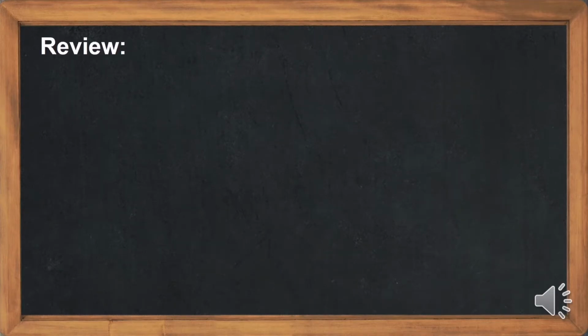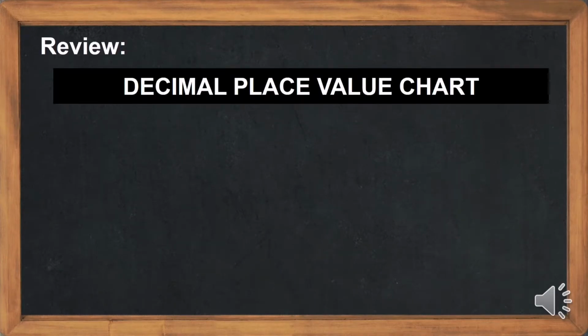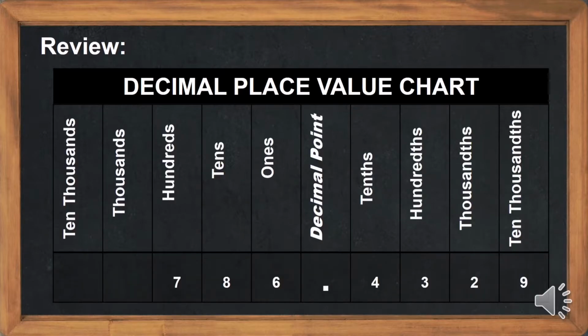For our review, tingnan naman natin ang decimal place value chart. Mahalaga ito para makita natin ang value ng mga numbers after the decimal point. 786.4329. What are the place values of the numbers after the decimal point? The value of 4 is tenths, and the value of 3 is hundredths. The value of 2 is thousandths. The value of 9 is ten thousandths.